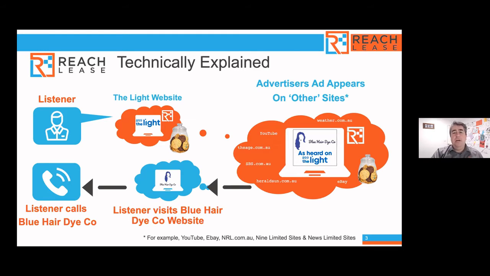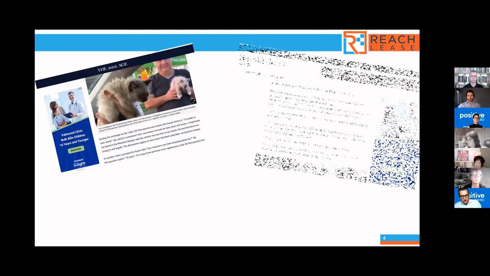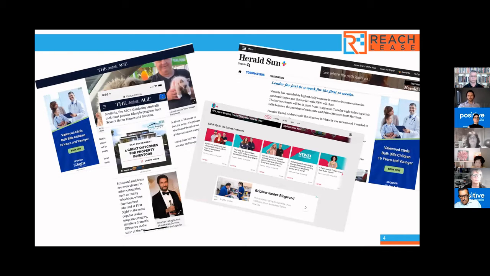So the same audience, you can target them multiple times. A typical Reach Lease campaign will target the same people who are hearing your ad on air between 5 and 15 times per month, which is great because at that point they're in a position where they can actually respond. Once they click on the ad, it goes straight through to your website. It doesn't go through the Light website. So the neat thing is that it's traffic to your website, and then they can do the things you want them to do on your website.